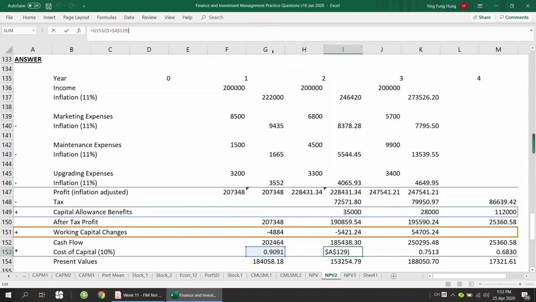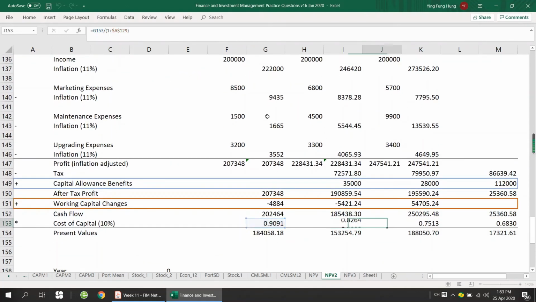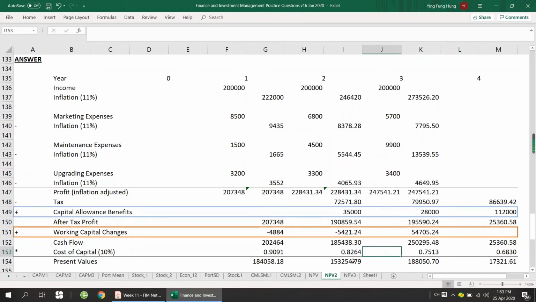So in this case, we are going to take the discount factor that we have from year 1, which is 0.9091, or if you want to read it as a percentage, 90.91%, and we want to divide this once again by 1 plus the 10% that we get from the information in A129, which is this one here. If we do that, we will get a discount factor of 0.8264, which is equivalent to 82.64%.